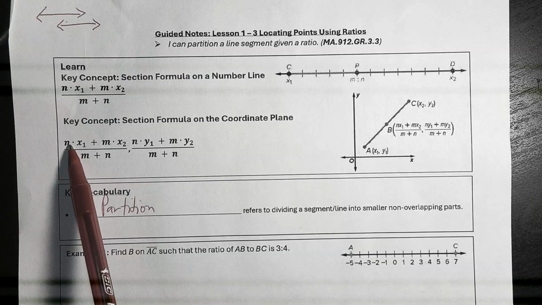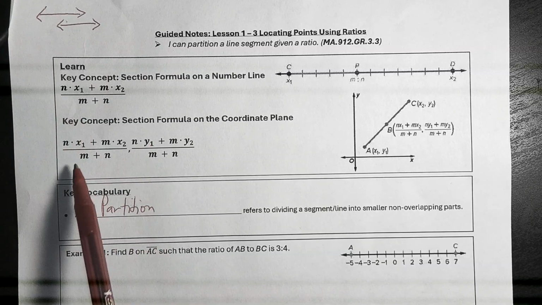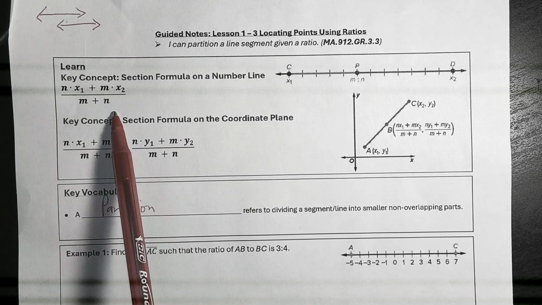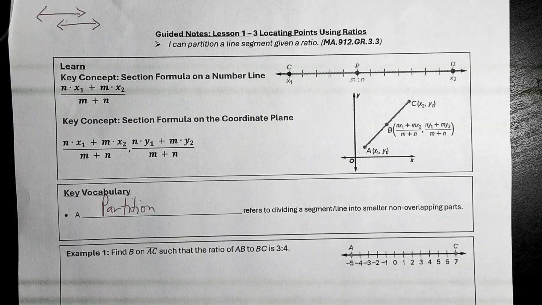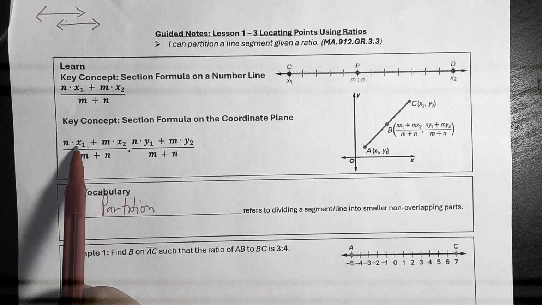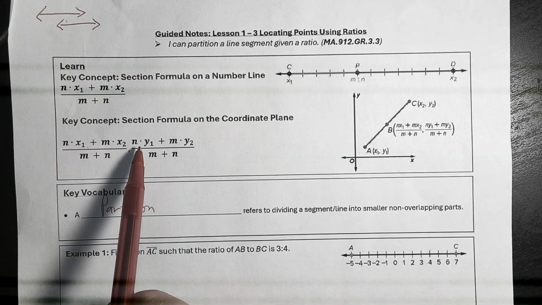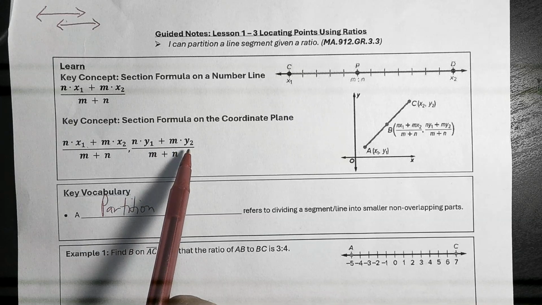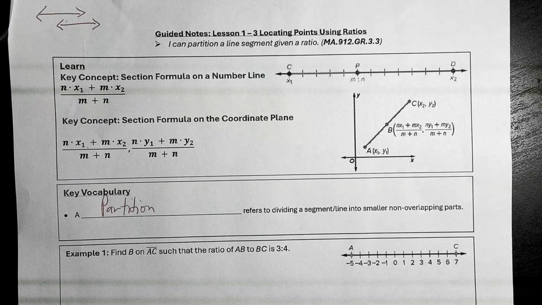So it's always going to be N first, M second, and then M plus N. You get it. When we have the coordinate plane, we have an x and a y. So we have N times x of 1 plus M times x of 2, divided by M plus N. Then for y, N times y sub 1 plus M times y sub 2, divided by M plus N. So just, like I said, bear with me.